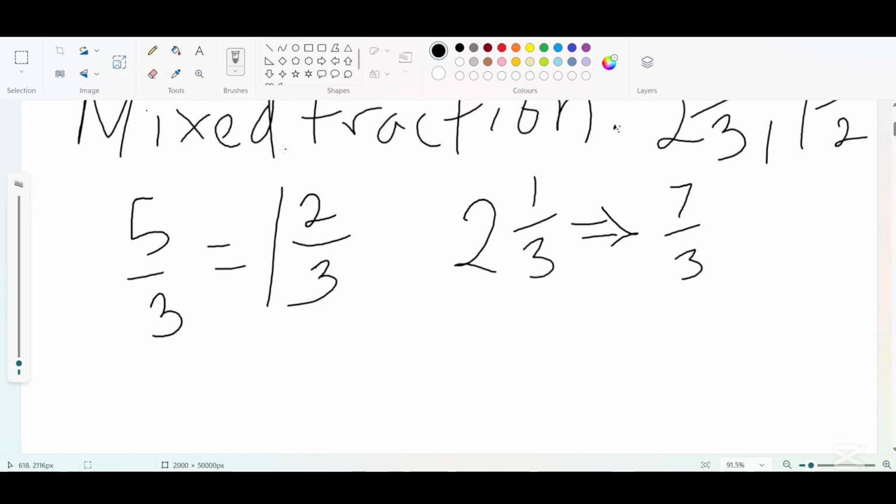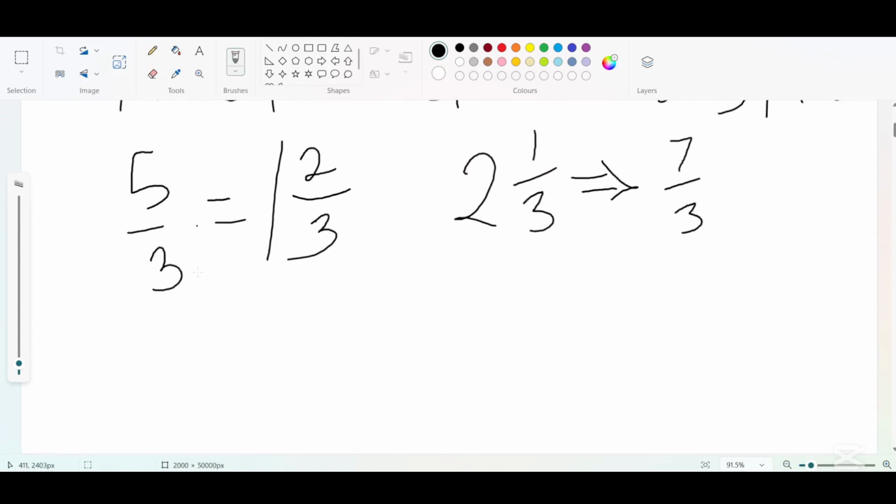Looking at this now, if we want to take this one back to an improper fraction, 1 whole number 2 all over 3, we use the 3 at the denominator to multiply 1. That is 3 times 1 is 3, plus the 2, that's 5. Then all over the denominator. The denominator is always the same.